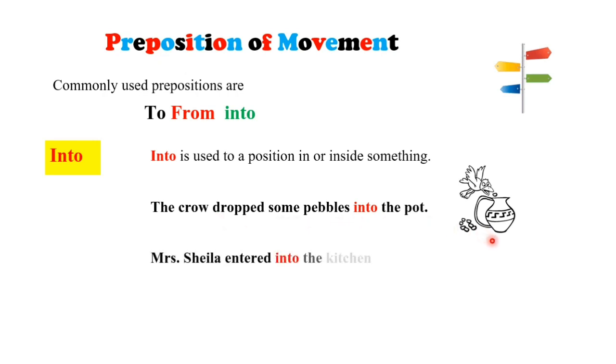Mrs. Sheila entered into the kitchen. It's Mrs. Sheila, and she started her journey, and she's moving towards the kitchen, and she will enter into the kitchen. That is why we say, Mrs. Sheila entered into the kitchen.